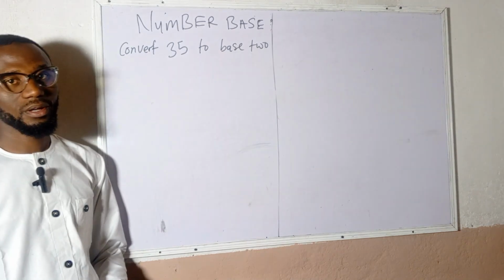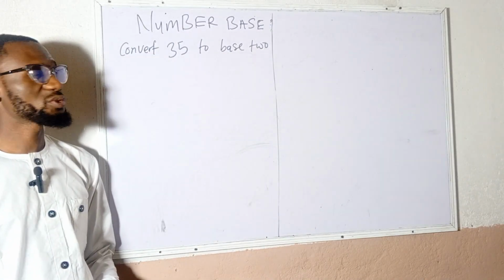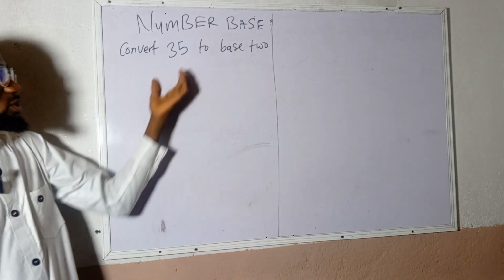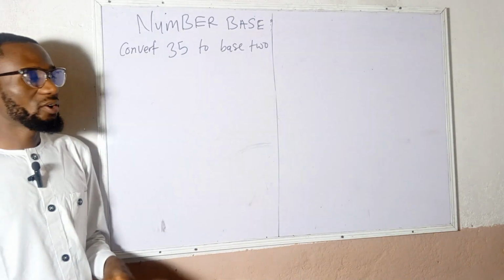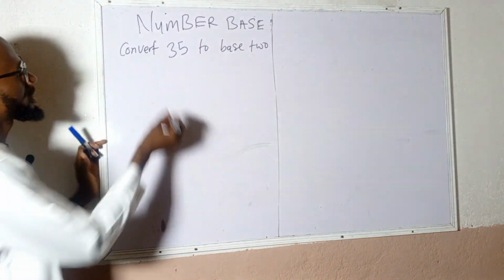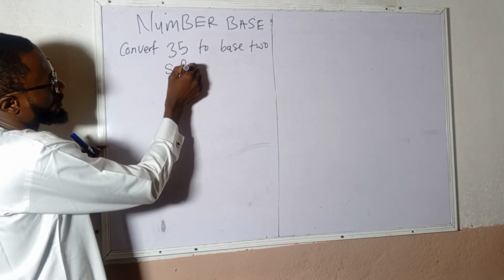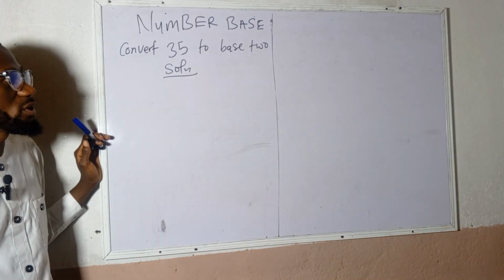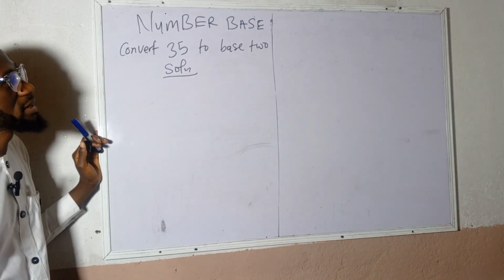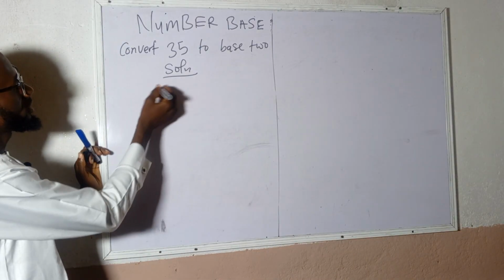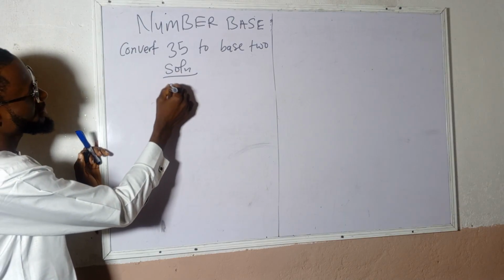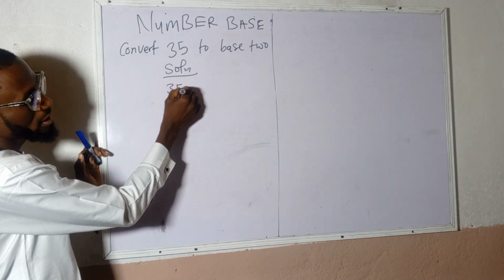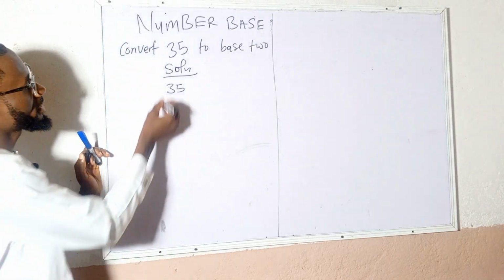Base 2. That is, in this number base, we are going to convert 35 to binary. Okay, let's say solution. We're going to convert 35 to binary, or to base 2. That is 0 and 1. You have to write here 35. You can write 35 here.